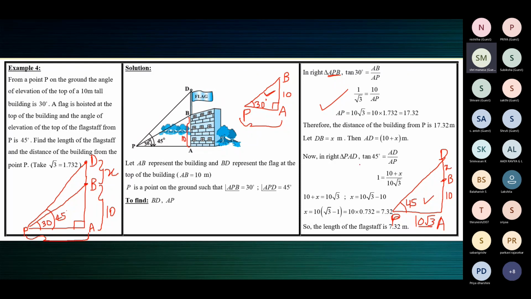Now tan 45. See it in right triangle PAD. Tan 45 is equal to AD by AP. So then tan 45 is 1. AD is 10 plus X.